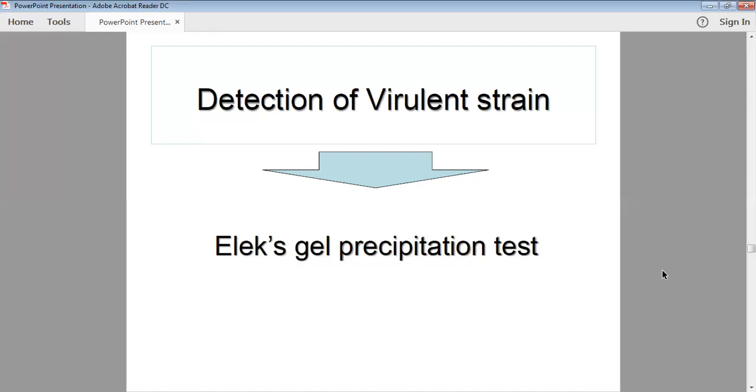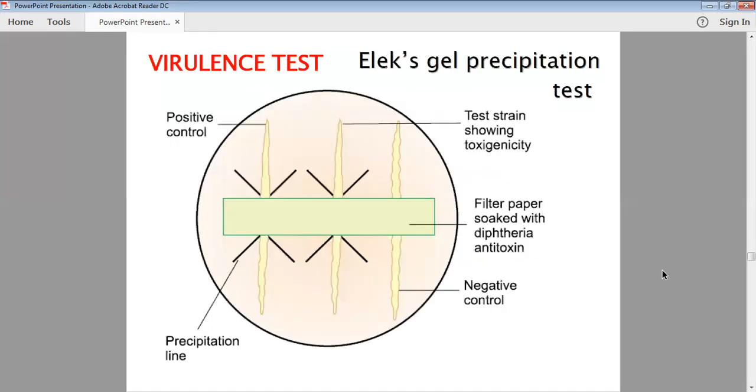Elek precipitation test is an important short note. This is a diagram you must draw with labels. In the Elek precipitation test, the media we use is 20% horse serum agar. And the square-shaped strip you are observing is filter paper soaked with diphtheria antitoxin. Then in the center, we inoculate the control strain, the positive control strain.